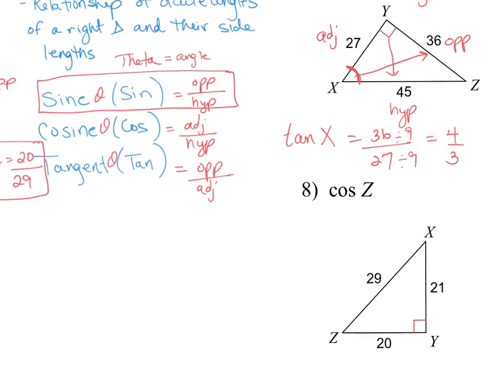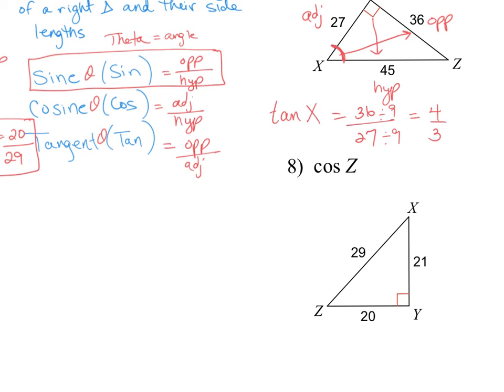And then to show an example of cosine, we have cosine of z. So z is here. So opposite, hypotenuse is across from the right angle, and adjacent. Now adjacent is always the side of the triangle that helps form that angle. But it can be tricky to identify, so that's why I always label the hypotenuse and opposite sides first.